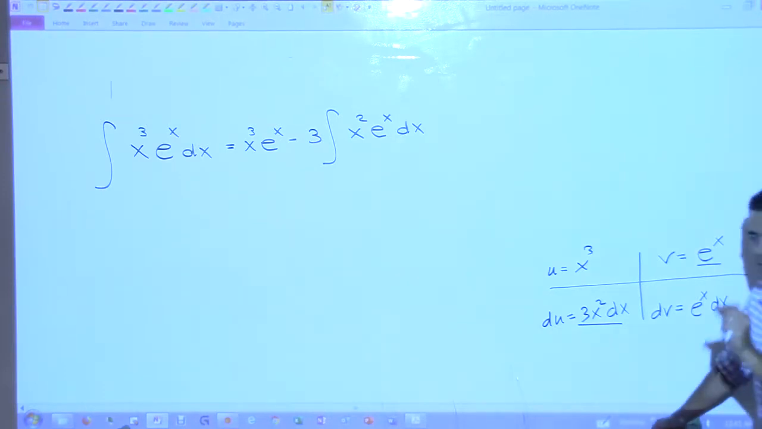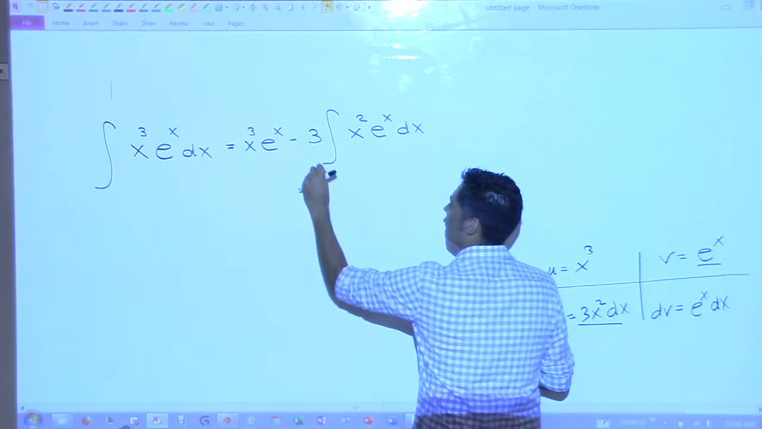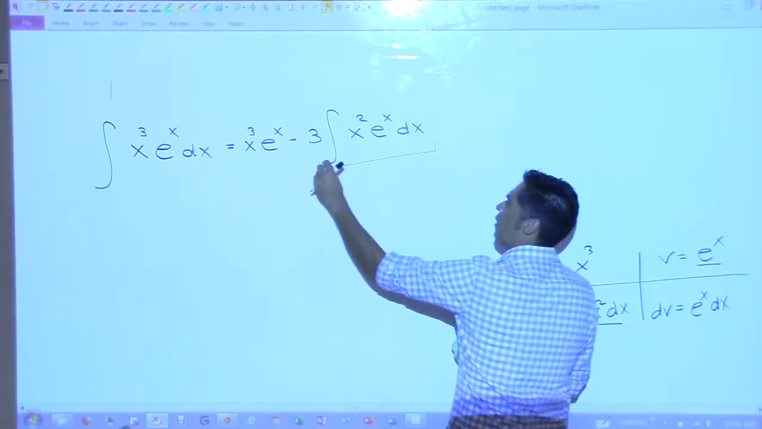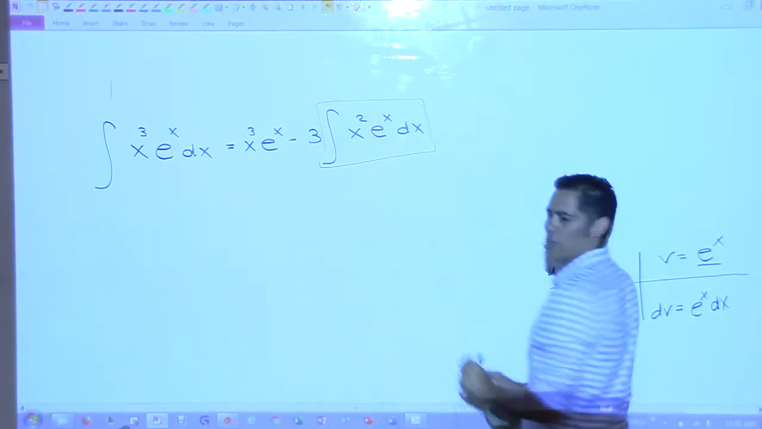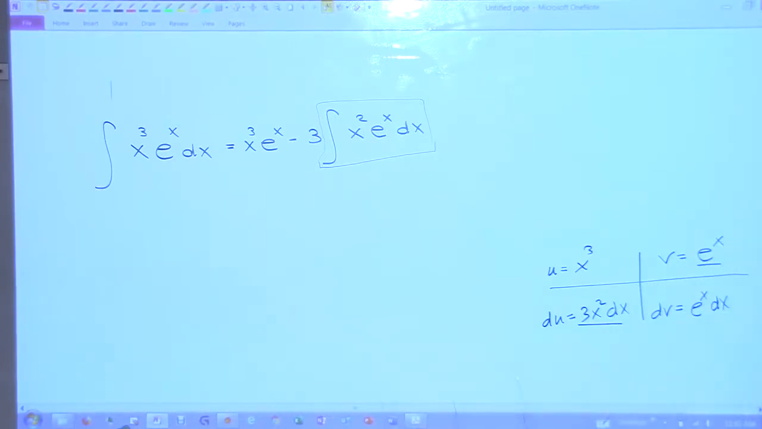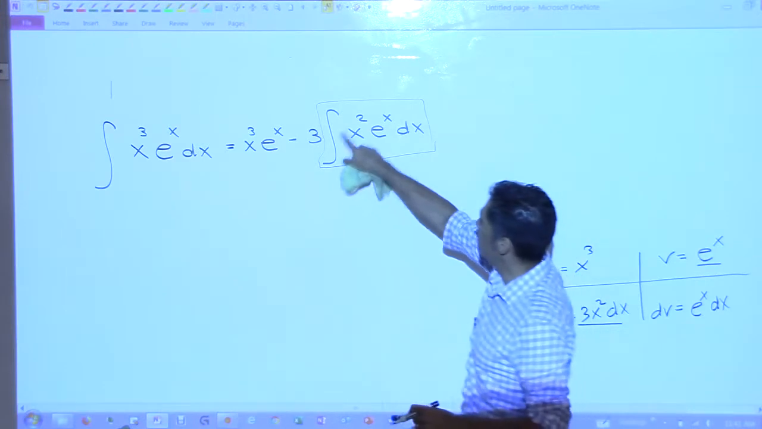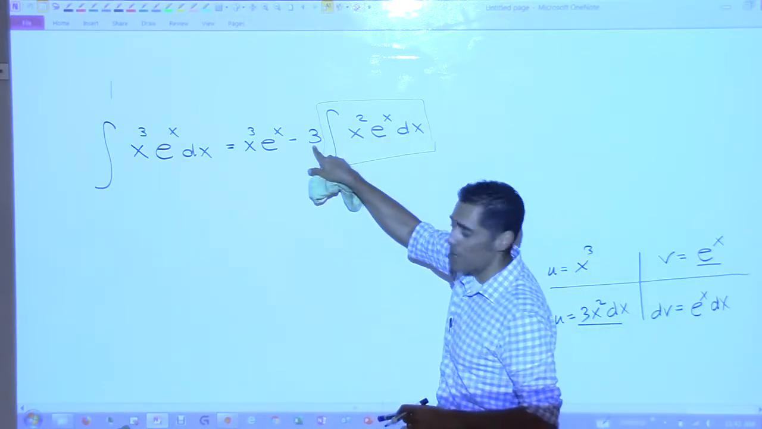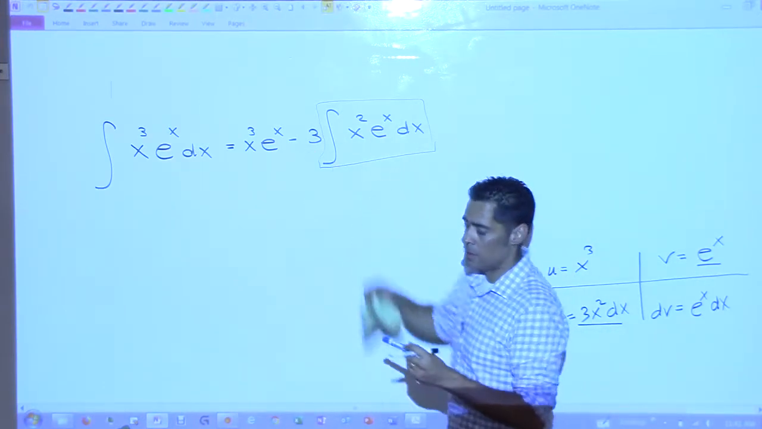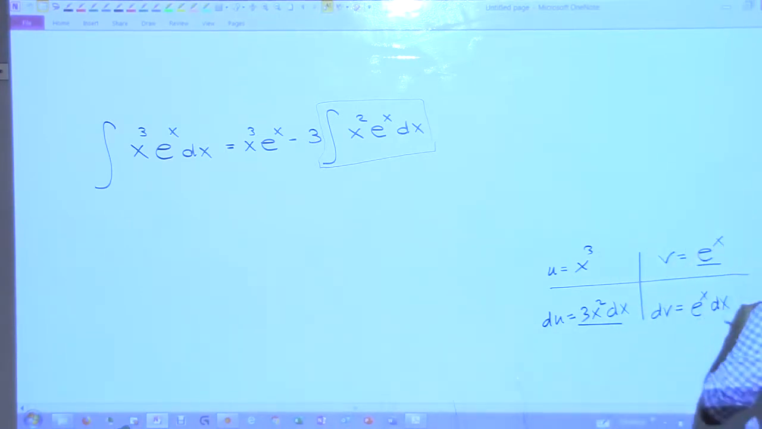Now, the idea here is this. This right here, without the 3, is a new problem. And we must now execute integration by parts on that problem again. New table, new ultraviolet minus voodoo, just for that. Whatever we get is going to be placed right here where this box is, and there's going to be a negative 3 in front of the whole thing. So here comes my second iteration of integration by parts.